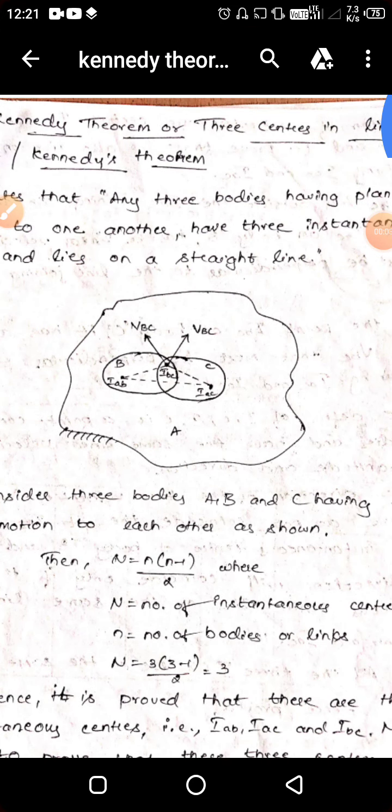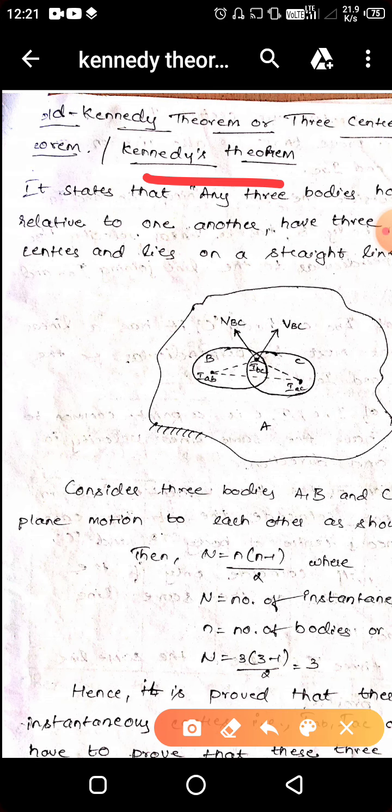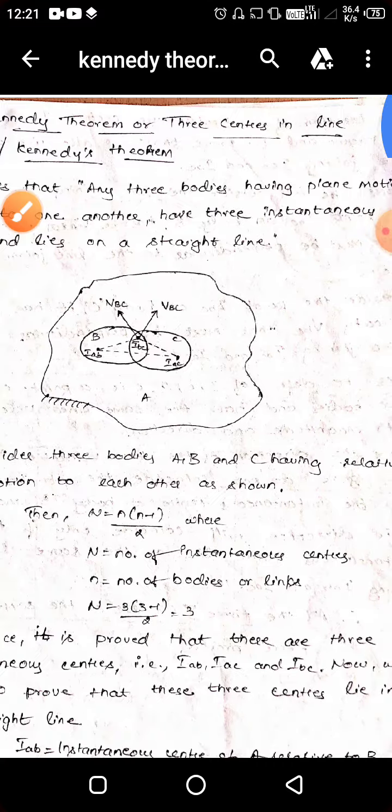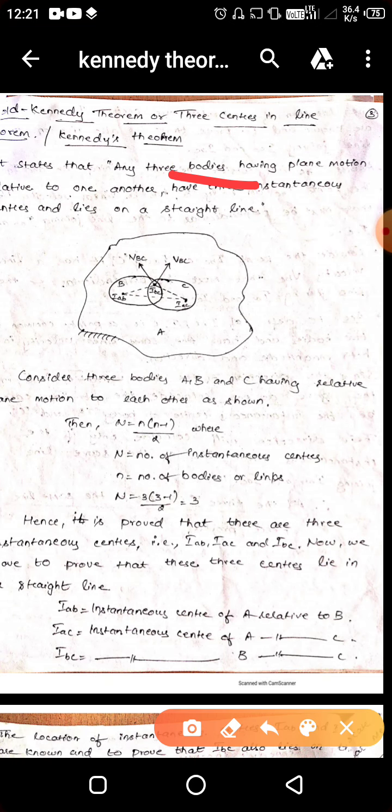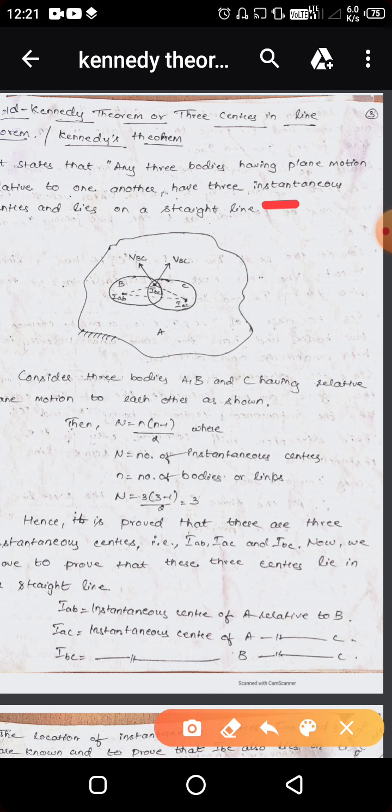In this video, we are learning Kennedy's theorem with plane motion. The theorem states that any three bodies having plane motion relative to each other will have three instantaneous centers, and all those three instantaneous centers will lie on the same line. These are the two criteria we need to prove here: there are three instantaneous centers, and all three lie on the same line. These two things need to be satisfied.